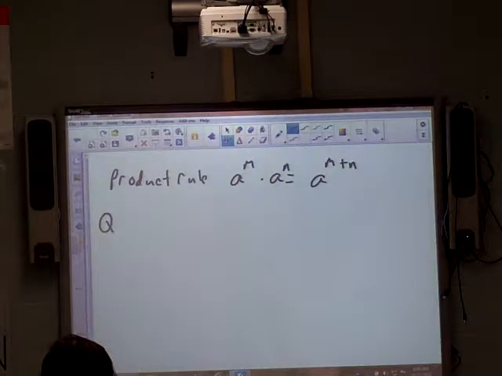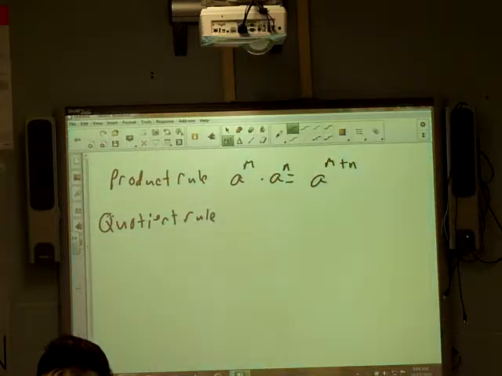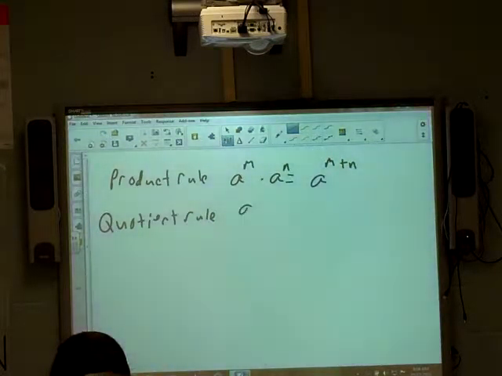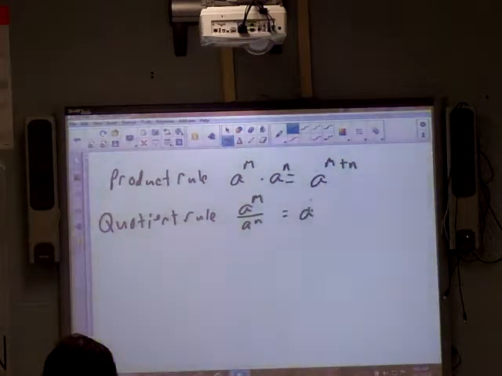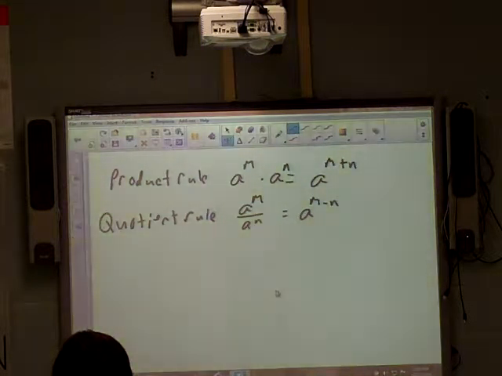Okay, then we got the quotient rule. Quotient means divide, so when we're dividing with the same base, all you do is take that base and subtract your exponents.